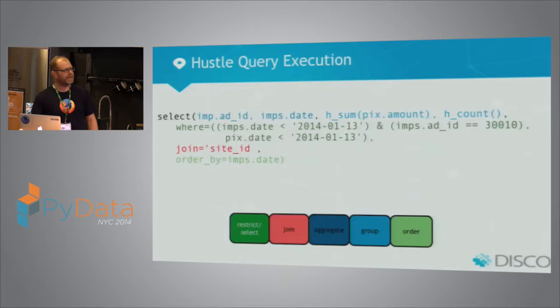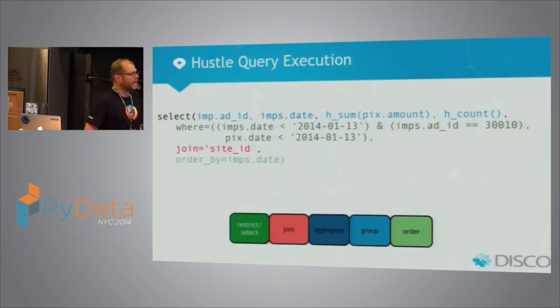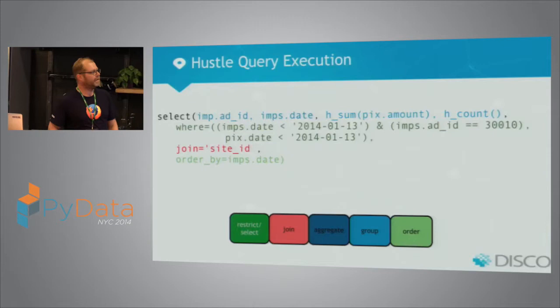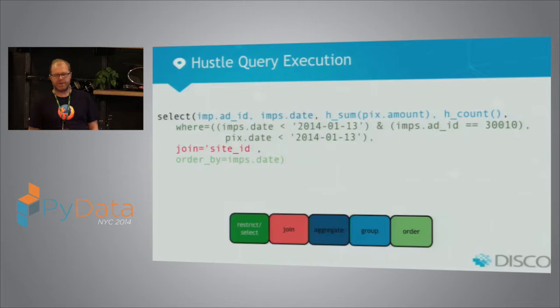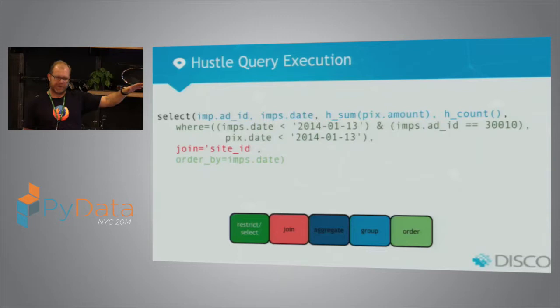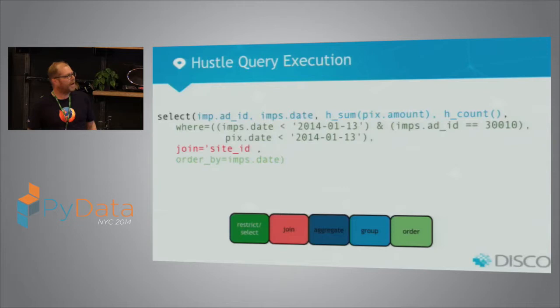Hustle has a DSL in Python for its relational query language, and this is kind of what it looks like. It looks very SQL-like, but this is in fact Python. It's really for large data sets. It supports joins. It has this funky little where clause syntax that gives you a higher level. This is similar to what you saw with Blaze or SQLAlchemy, where we're overriding operators to provide a bit higher level functionality in the DSL. You can do aggregations, group bys, and joins.